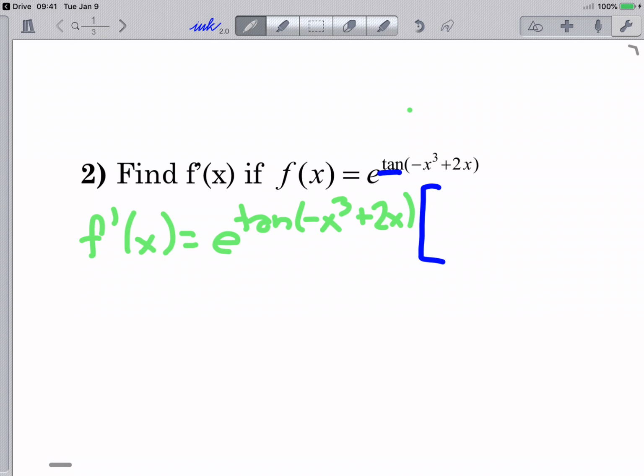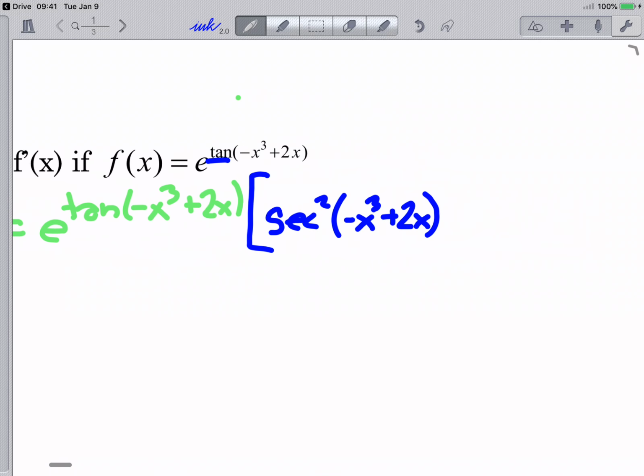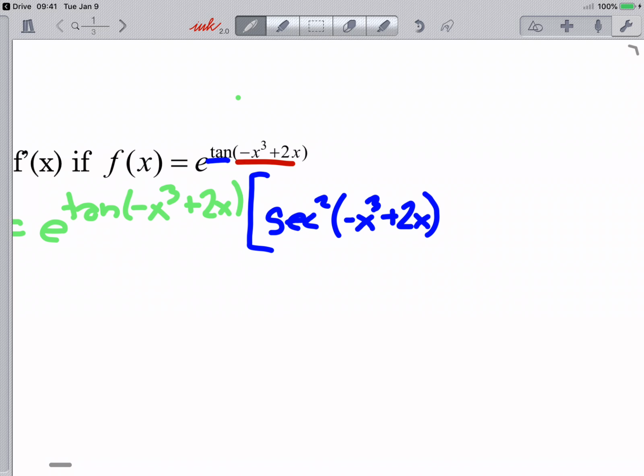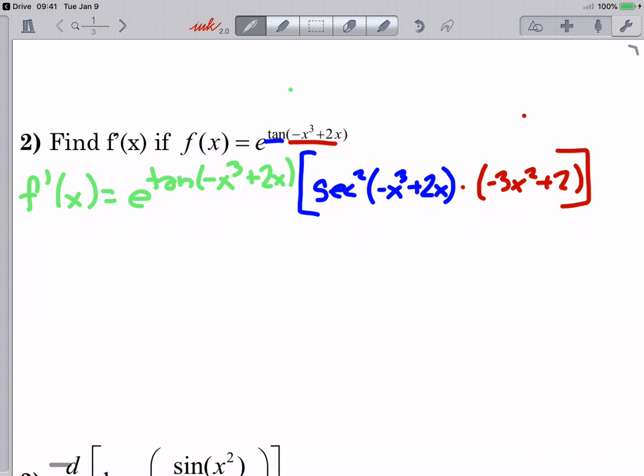Derivative of tangent is secant squared. So I've got secant squared, leave the inside exactly the same. And now I further go inside, and I compute the derivative of negative x cubed plus 2x, which is negative 3x squared plus 2. And more or less, that's my final answer. Nothing exciting to simplify.